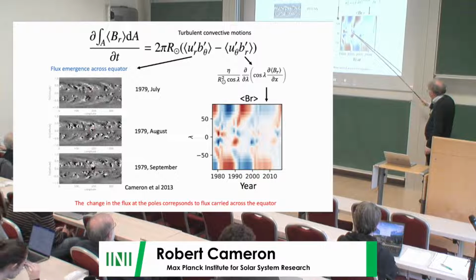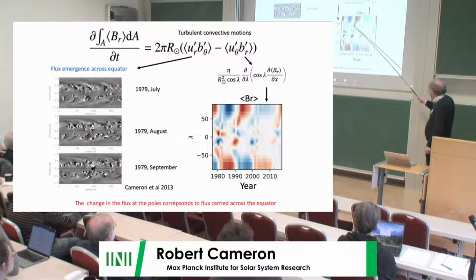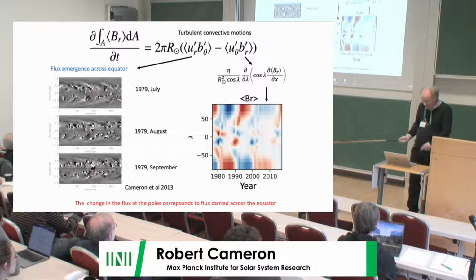Here we can see close to the equator there's more blue flux in the northern hemisphere and more red flux in the southern hemisphere. This will lead to the advection of red flux to this hemisphere, reversing the polarity, and blue flux to this hemisphere, eventually reversing and maintaining the polar fields.